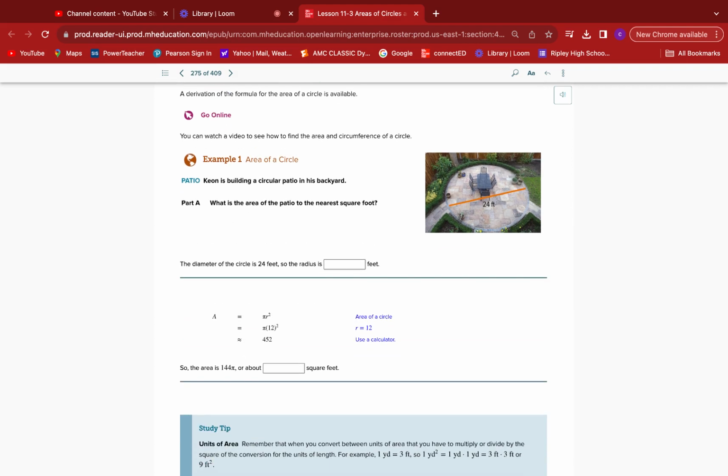I'm on page 647 of your workbook, or if you're following along with me in your ebook, it looks a lot like this. Example number 1, area of a circle. It says Keon is building a circular patio in his backyard. What is the area of the patio to the nearest square foot? Well, area of a circle is pi r squared, so we need to find the radius. And I see they give me the diameter. Diameter is the length all the way through the circle, going through the center. So I'm going to take that 24 and divide by 2 to get my radius of 12.